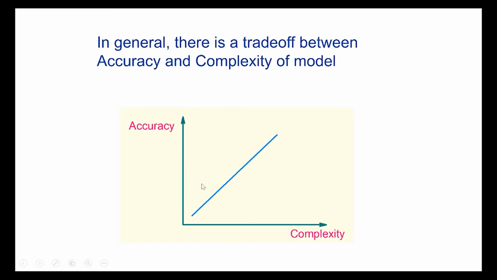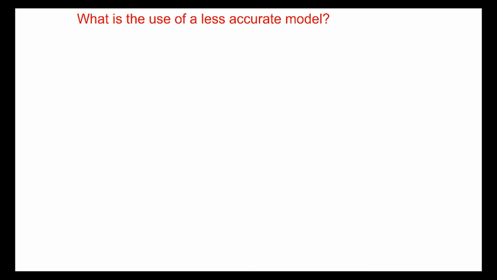So at this point, you may also wonder that if I have an accurate model, why do I need an inaccurate model? But you also realize that an inaccurate model is also simple. So there is a value attached to the simplicity of the model here. So what is the use of a less accurate model? All right, so let's look at it.